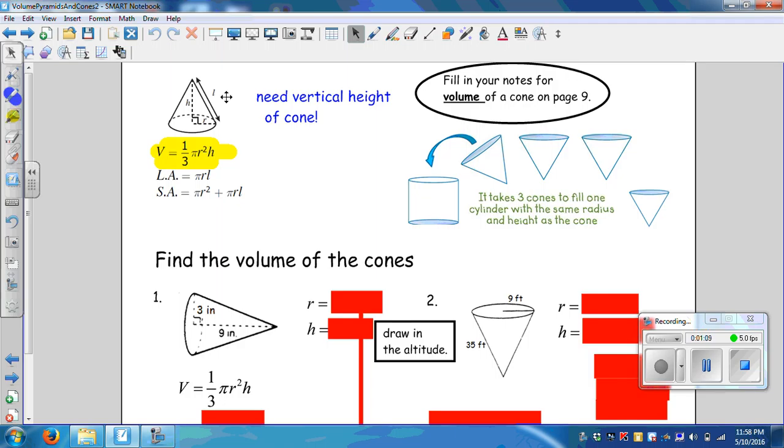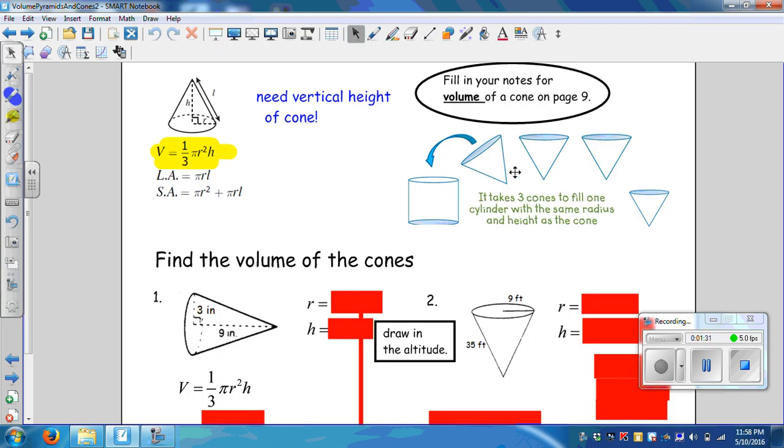The formula for the volume of a cone: volume equals 1/3 pi r squared h. Now you might wonder why the 1/3 is in there. The pi r squared is a circle times height, which is normally a cylinder, but 1/3 of that represents a cone. If you look at this visual over here, you can see they give an example.